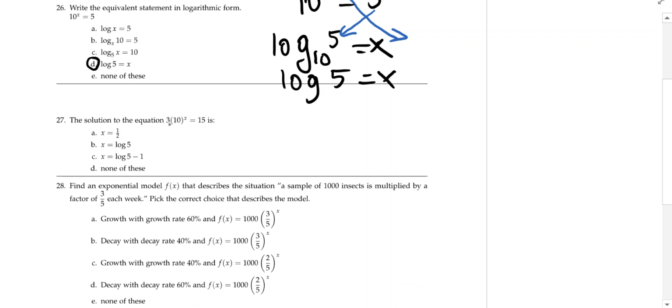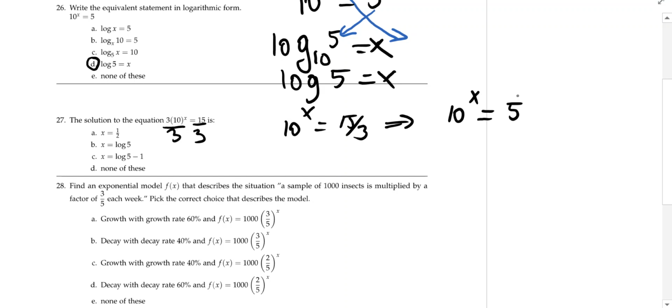So first thing we're going to do is divide by 3 both sides. So we're going to have 10 to the x equals 15 divided by 3, which gives us that 10 to the x equals 5. So now to solve for x, we have to do log so that the exponent comes down in front. So we're going to take log of both sides. And now the exponent comes down in front.